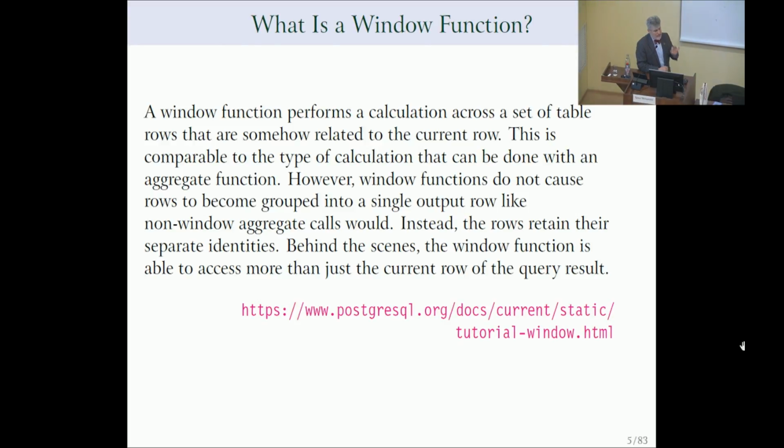Window functions give you similar capabilities to aggregates, except that they do not reduce the number of rows returned. You can see it right there. Basically, it says window functions do not cause rows to become grouped into a single output row like non-window aggregate calls would. Instead, rows retain their separate identities. And I'll show you some examples of this, but there are a large number of data analytics cases that need the functionality of window functions.